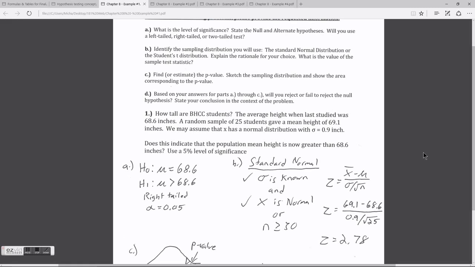In this example, we want to test the hypothesis that the average height of Bunker Hill students is 68.6 inches. What we did is we took a sample of 25 students from the school, and that sample gave us an average height of 69.1 inches. So the question asks us, does that sample indicate that the population mean height, the mean height of everybody at the college, is actually greater than 68.6 inches?